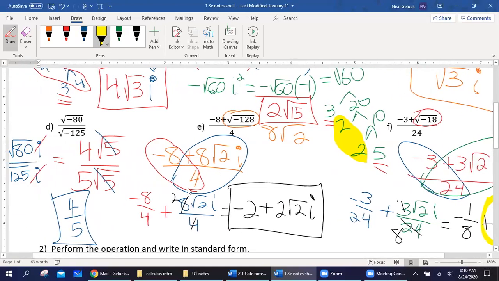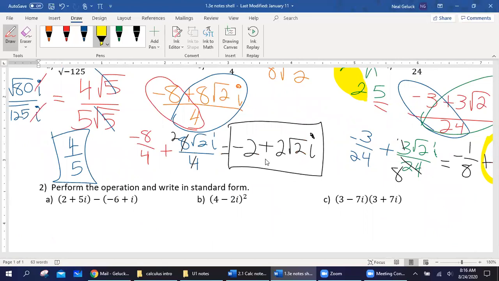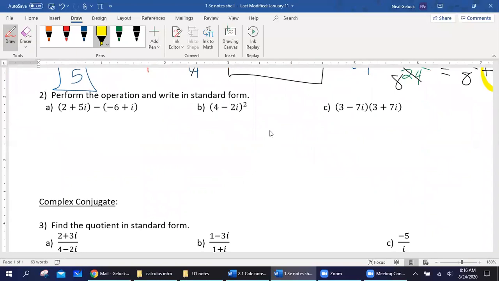So that's getting us a little feel for how to express complex numbers. Now that we have this idea, we have to learn how to do operations on it, like multiplying, adding, subtracting, dividing, all that fun stuff.